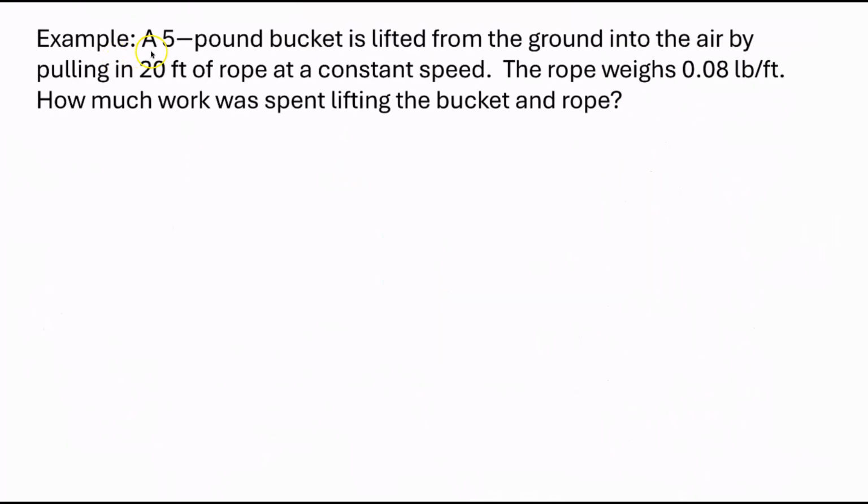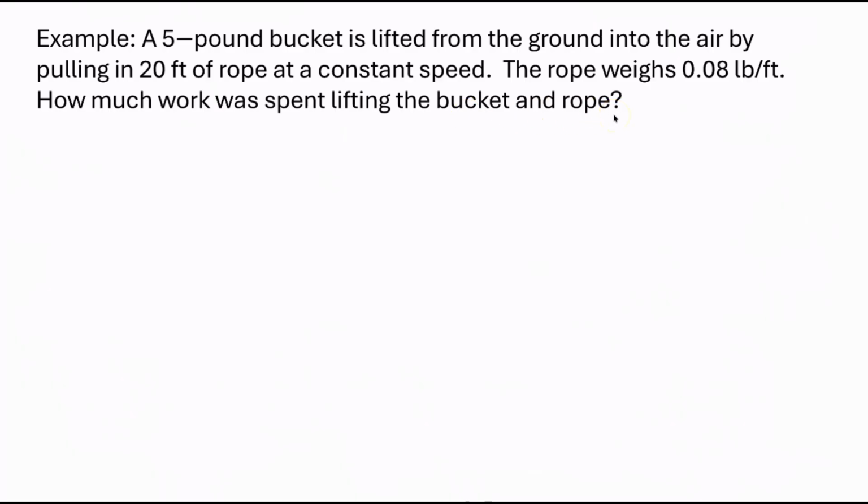Here we have another example. A 5-pound bucket is lifted from the ground into the air by pulling in 20 feet of rope at a constant speed. The rope weighs 0.08 pounds per foot. How much work was spent lifting the bucket and rope?